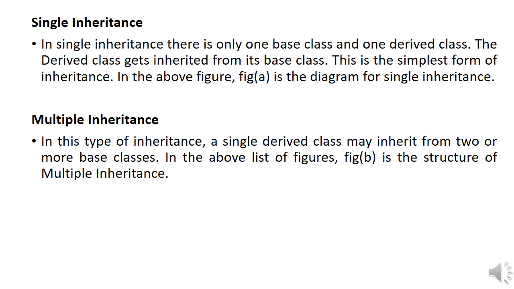The next one is multiple inheritance. In figure B, we discussed multiple inheritance. In multiple inheritance, a single derived class may get inherited from two or more base classes. Next, we will see an example of multiple inheritance in the next slide.